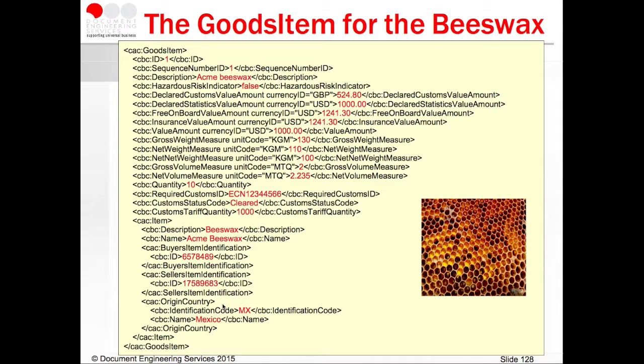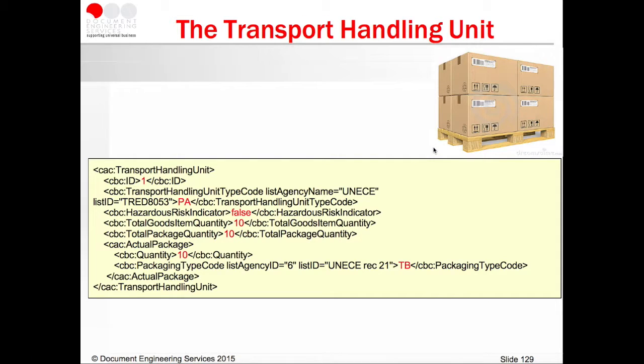And as a minor variant on the theme, we've made the origin country of this goods Mexico. So potentially there would be a certificate of origin that also accompanies this transaction. Here's an example of a transport handling unit. As I said, often think of these as pallets. They are coded, and PA happens to be the UNECE Recommendation 21 code for a pallet. There are 10, and 10 in each pallet. Actual packages of 10, and inside them they are UNECE code 21 TB, which I think is tubs, if I remember, the barrels.